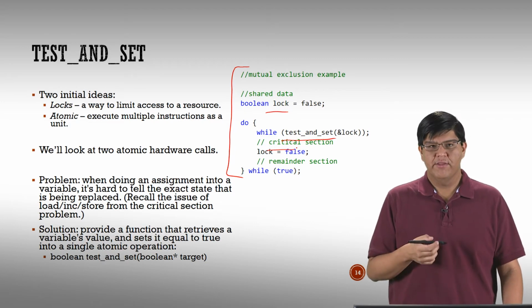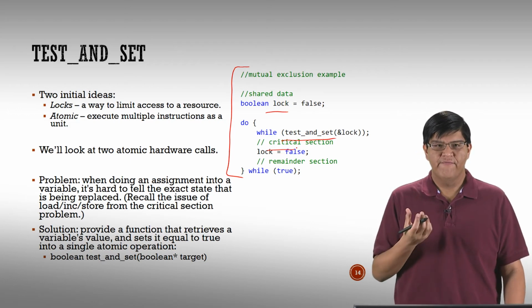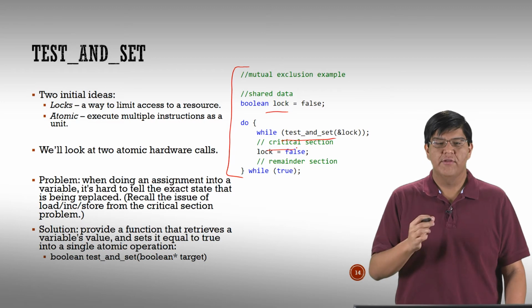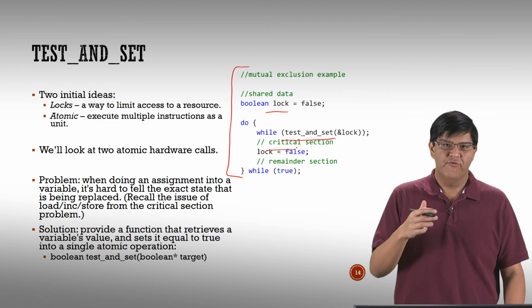So let's say at some point this lock is false. Well, in that case, that function running will turn it to true, but it's also going to return the value that was there, so it'll return false. If it returns false, then that while loop will exit out. So it'll break out and drop down.